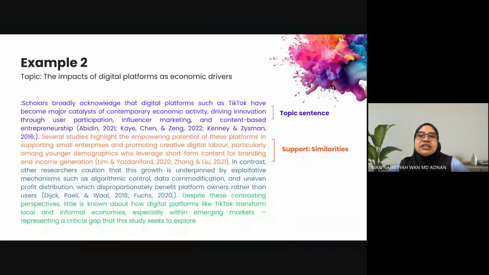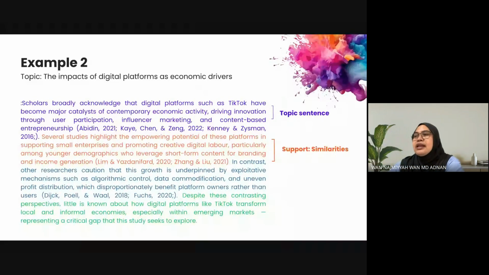So the similarities can be found in two papers, like Lim and Yazdanifart said the same thing. Zhang and Liu, they said the same thing as well. It's something positive about this. They talk about the same thing, that these platforms are supporting small enterprises and promoting creative digital labor. Oh, you found the same thing being said by Lim, by Zhang and Liu. So you combine them together and you put them in one group.